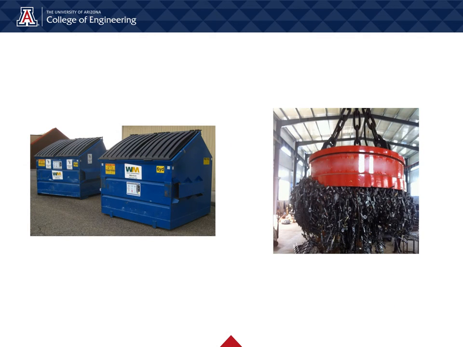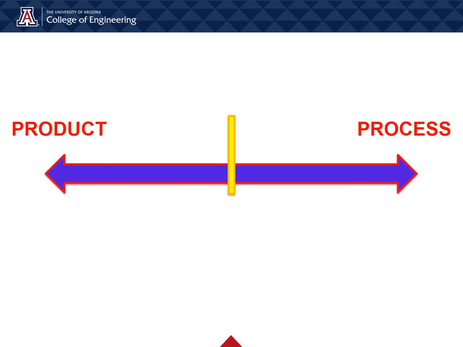In both approaches, there is a product, the collection containers or the magnet, and a process. Collect types separately, or separate types after collection. All solutions or improvements involve some of both product and process. Some may be closer to one end of the continuum between the two than the other. But all necessarily involve some of both product and process.